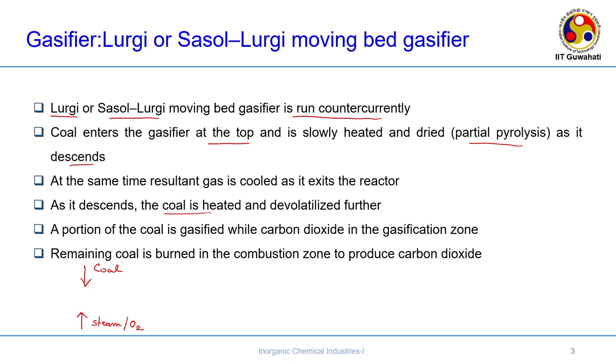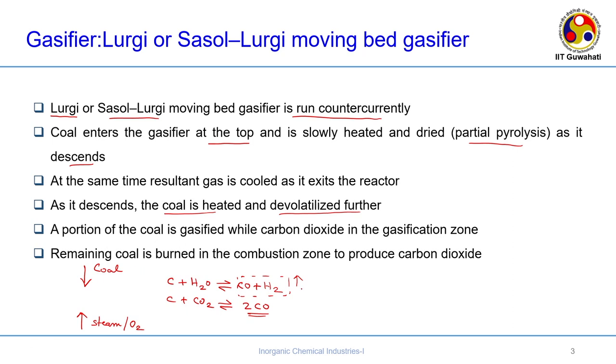As it descends, the coal is heated and devolatilized further, because as you go down, initially the gasification reaction will take place, and then you have the combustion reaction. Just to recollect the gasification reaction, C plus steam forms syngas. Because these are volatile in nature, they will escape from the top of the gasifier. Then you have another reaction, from the homogeneous reaction, with CO2 reacting with coal to form more CO. All these are gasification reactions, and they take place immediately after the coal is devolatilized and enters the gasification zone.